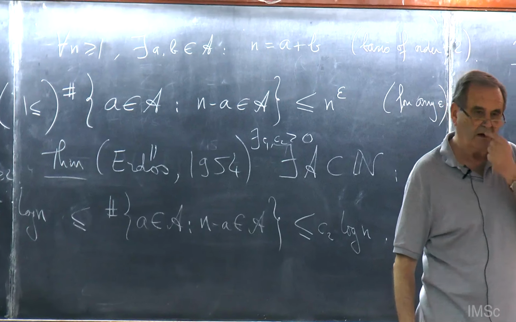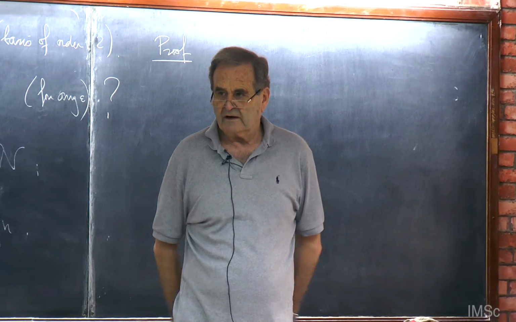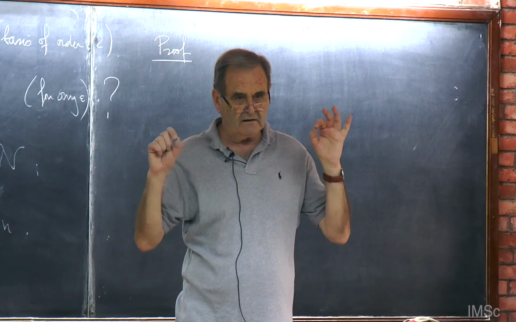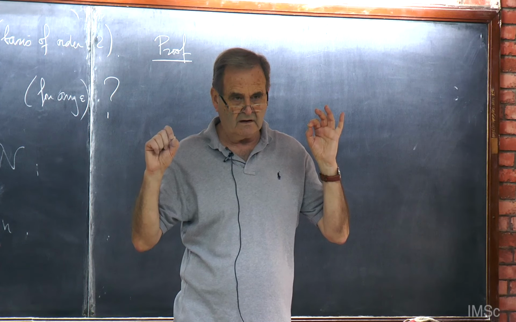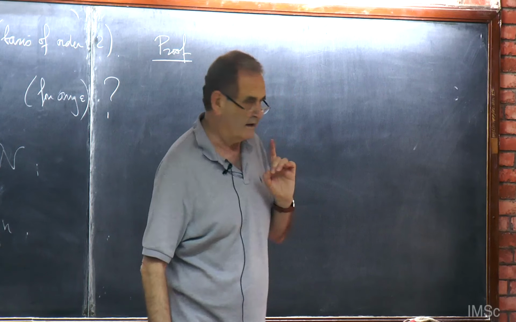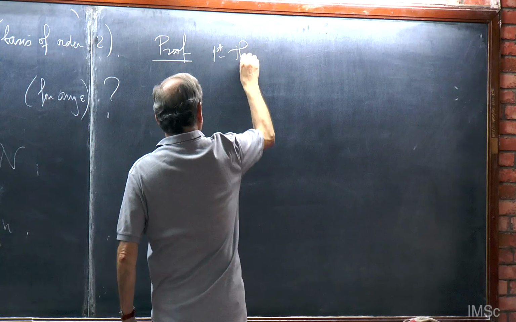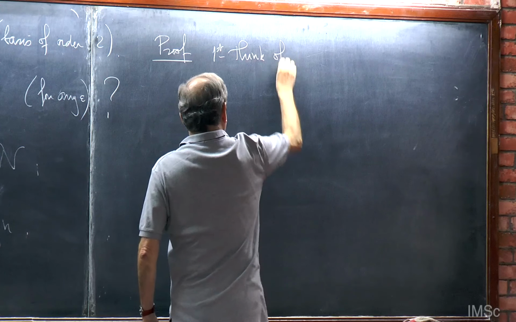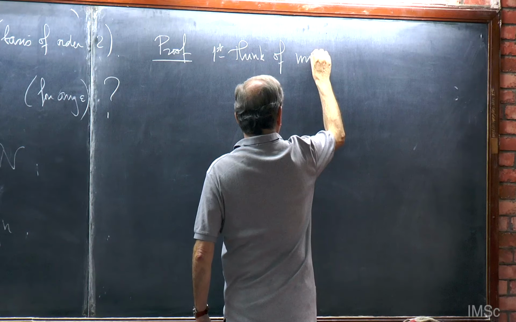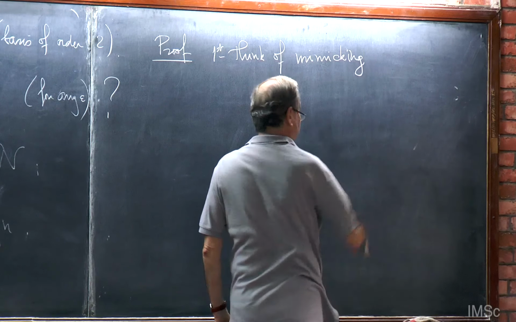Okay. So now what we do is the following. We say, okay, we are going to mimic the squares. What is it to mimic the squares? And then we'll do something a bit different than that. But first, think of mimicking. Does it make sense? How do you write that?